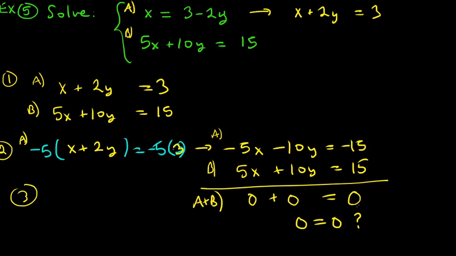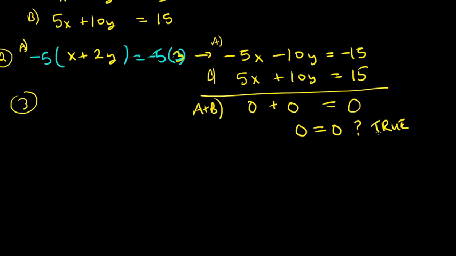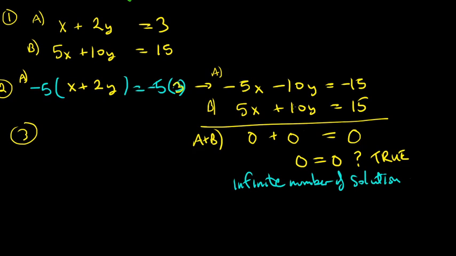Well, 0 does equal 0, right? This equation is true. No matter what x and y are, this equation will always end up being true. So what does that mean? No solution? Actually, it's quite the opposite. In this case, we have an infinite number of solutions. Everything on this line is a solution.